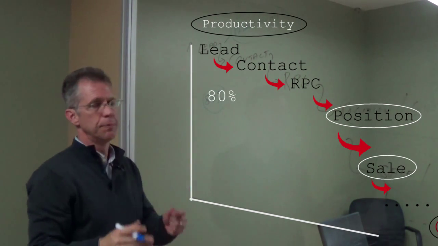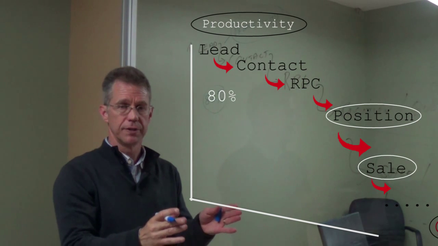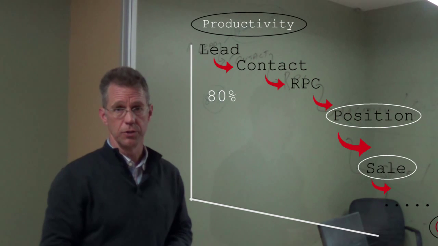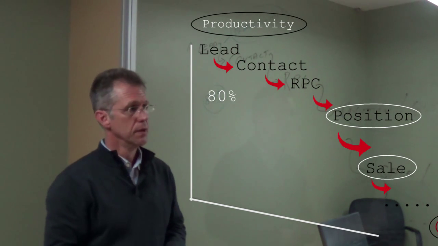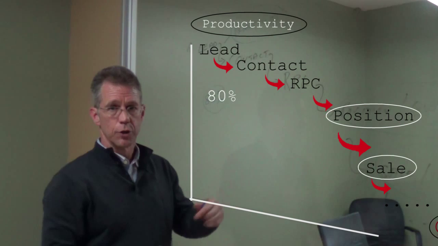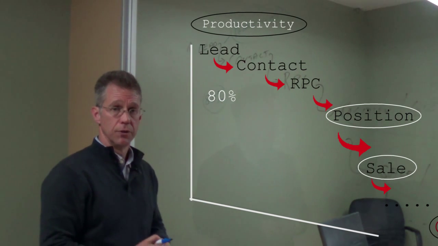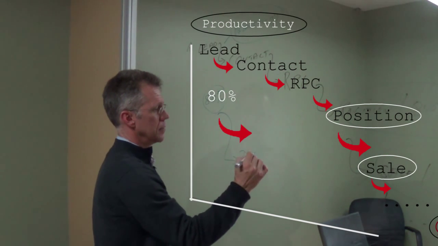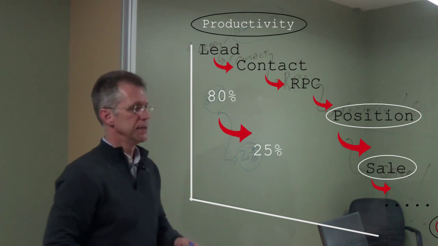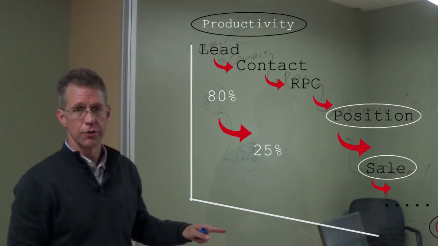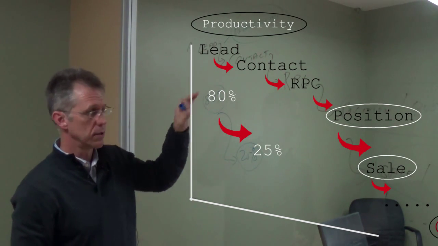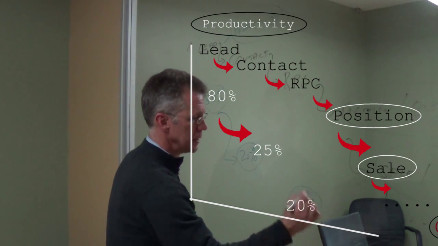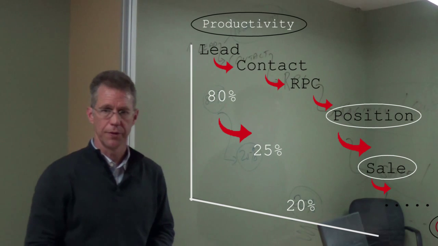So let's just assume that my right party contact to quote ratio is 80%. In other words, for every target audience person I get through to, for 8 out of 10 of those people, I'm able to provide them with a quotation. Then of those, for 25% of those who I provide a quotation with, I'm able to get a sale. That means that my overall conversion rate of right party contacts to sales is 20%. And now I have a baseline to work with.